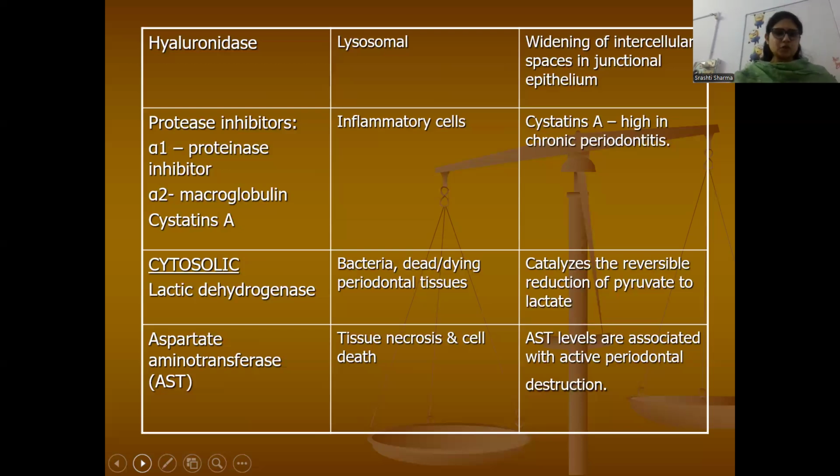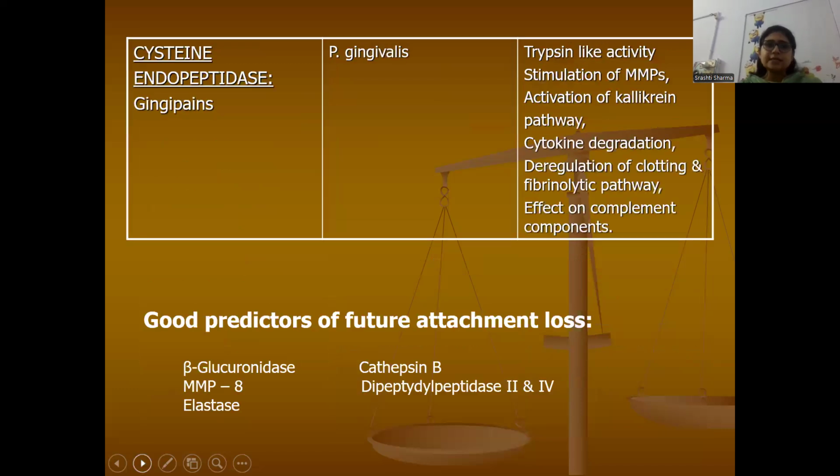Then AST: source, tissue necrosis and cell death. AST levels are associated with active periodontal destruction. Cysteine endopeptidase includes gingipains. The source is P. gingivalis. Actions: trypsin-like activity, stimulation of MMPs, activation of kallikrein pathway, cytokine degradation, deregulation of protein and fibronectin pathway, and effect on complement components.